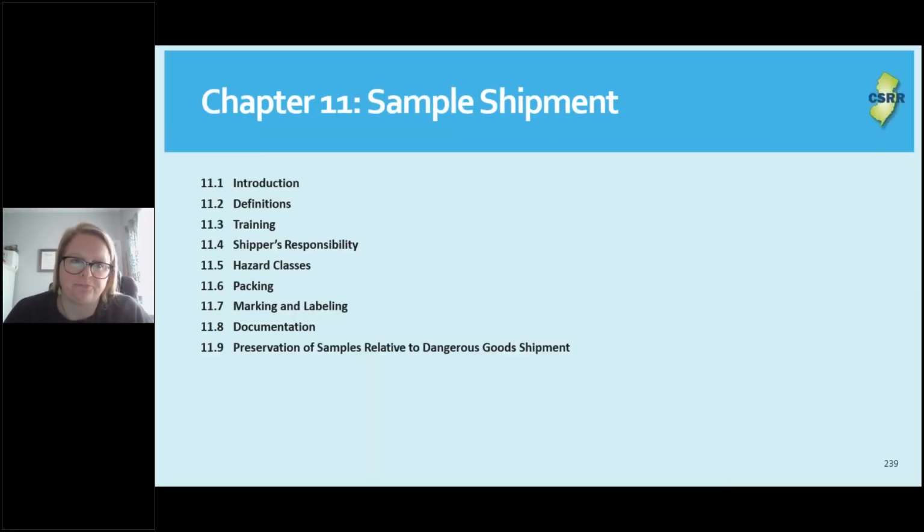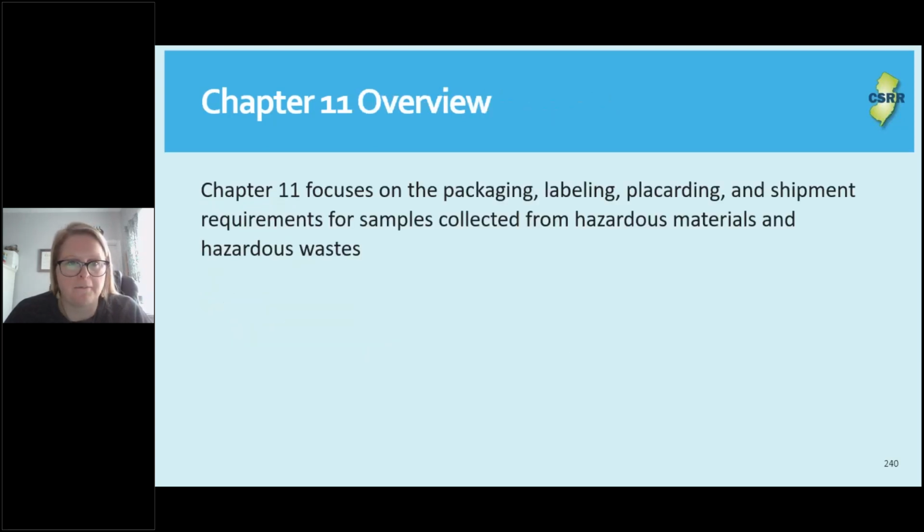Next slide. Chapter 11 is Sample Shipment. Here is a list of the sections from the chapter. Next slide. Chapter 11 focuses on packaging, labeling, placarding, and shipment requirements for samples collected from hazardous materials and hazardous waste. This chapter is different from Chapter 2, which also does a little bit of shipment information. Next slide.